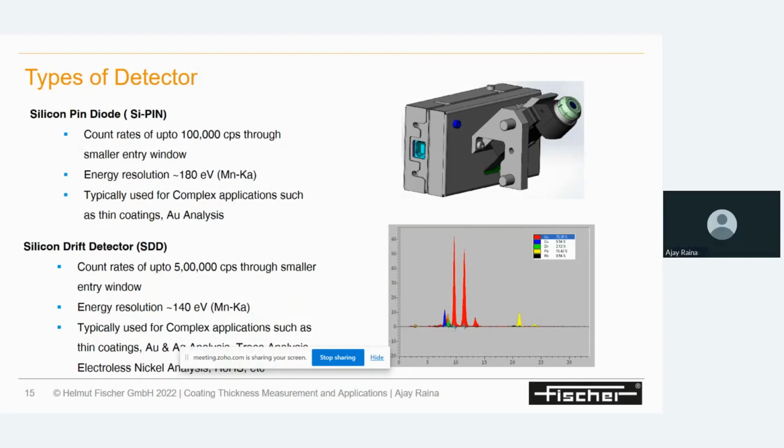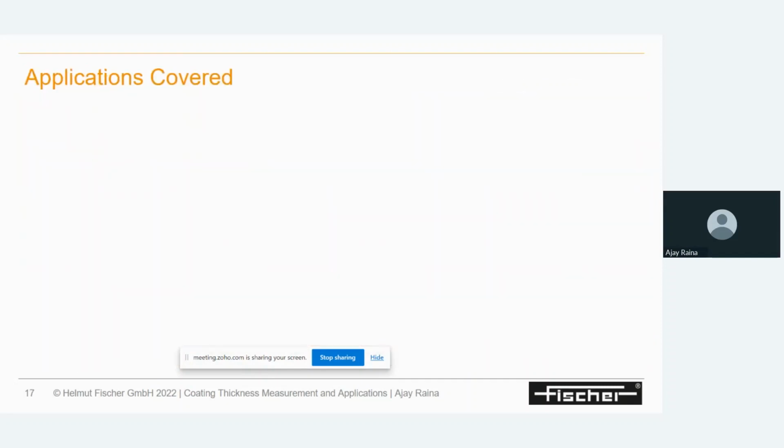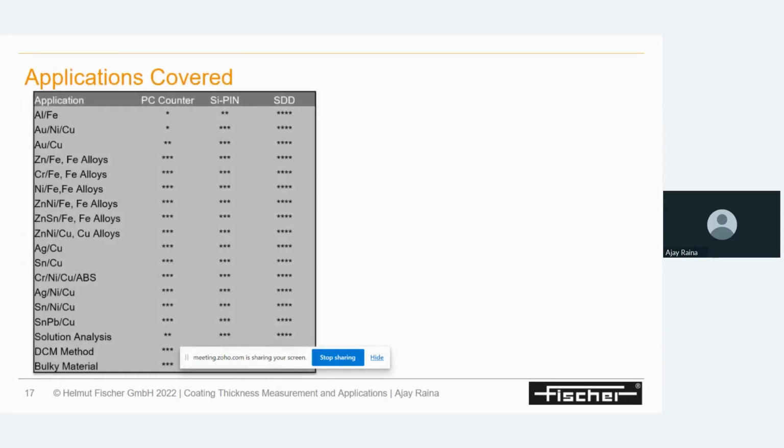Yeah, correct. If I move to the next slide, later I will go back to the previous slide. If you see the applications covered here, most of them can be covered with the help of SDD1. If you have normal applications like aluminum or ferrous, we can choose a proportional counter, we can also choose silica pin, but SDD is always better. I cannot say that a proportional counter will not do that application. We can do those basic applications with a proportional counter as well. Silica pin will also do the application.